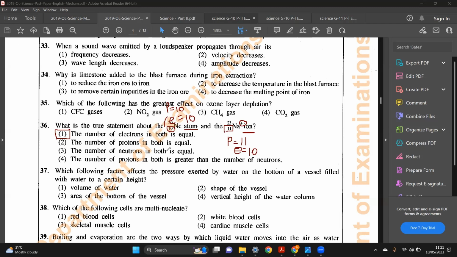Number of protons are not equal. Number of neutrons are also not equal. Fourth one, number of protons is greater than the number of neutrons. Again, no. Okay, so that's a very straightforward question.